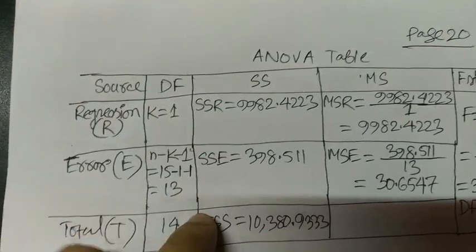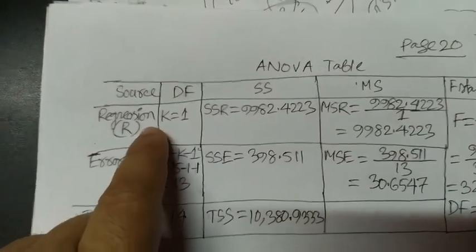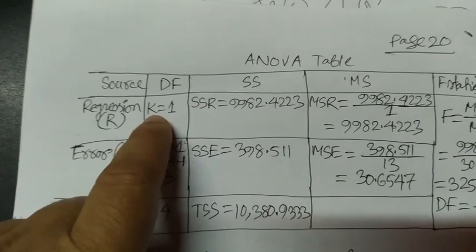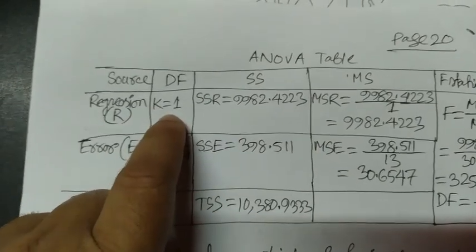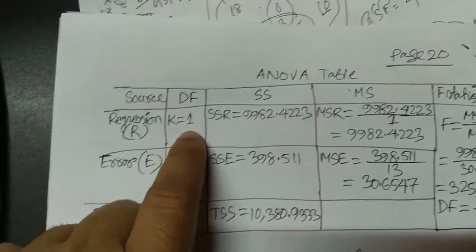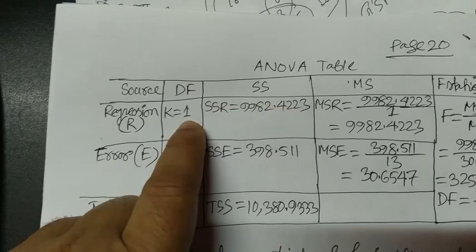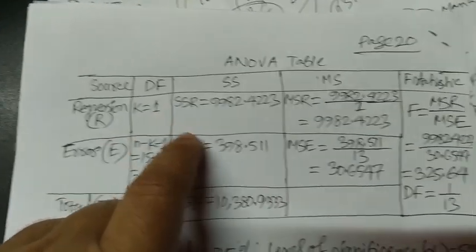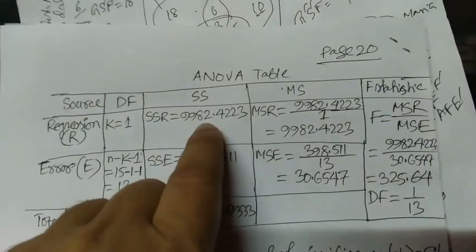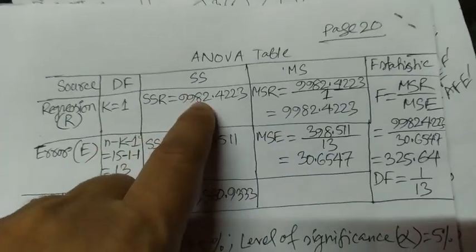So now we will move to the ANOVA table. So you know the ANOVA table. This is the SSR. Here K is 1 because we have only one X variable, only one explanatory variable. That's why K is 1. So this is SSR, and MSR means this one divided by this one. So this one divided by 1.